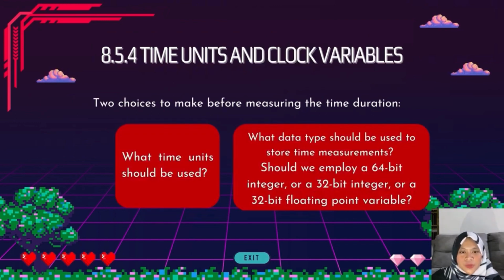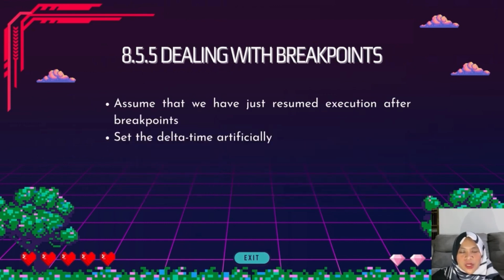There are two choices to make before measuring the time duration, which are what time unit should be used and what data type should be used to store the time measurement. So how to deal with breakpoints is we can assume that we have just resumed execution after a breakpoint, and we can set the delta time artificially.